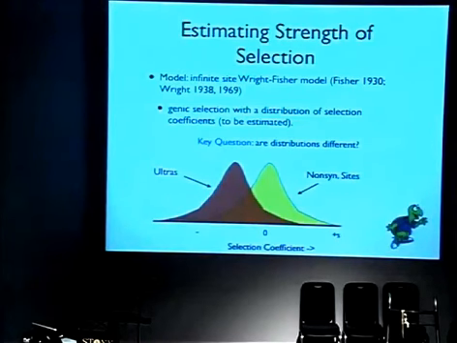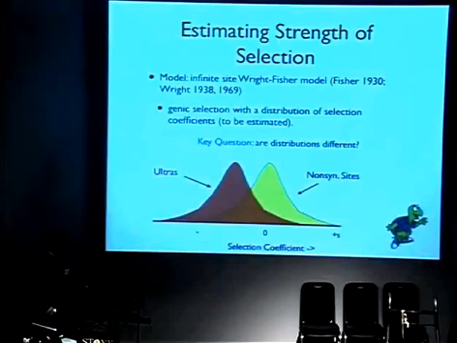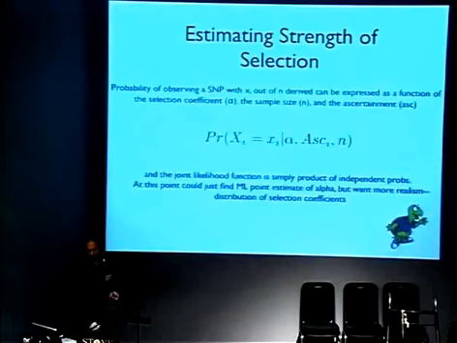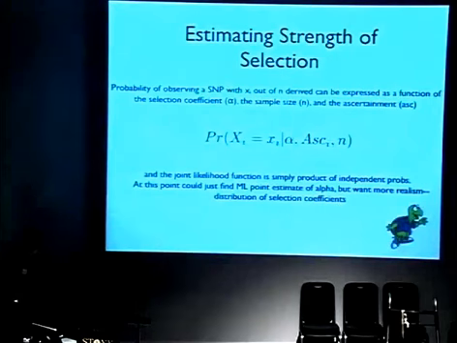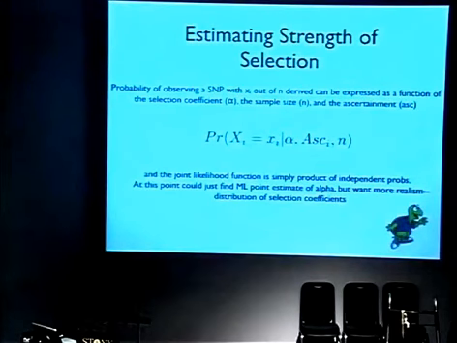What we're going to do is fit a Wright-Fisher model with a distribution of selection coefficients. In particular, we're interested in saying, is the distribution of selection coefficients for ultra-conserved elements different from the distribution of selection coefficients at non-synonymous positions of the genome? To do that, we need a simple mathematical model that connects the frequency of alleles to selection.